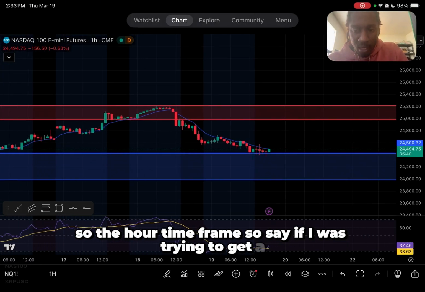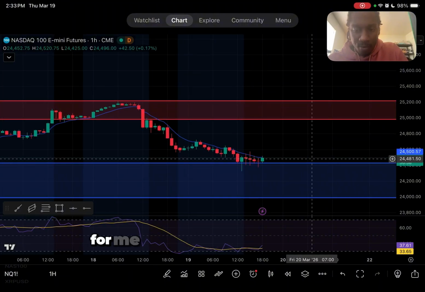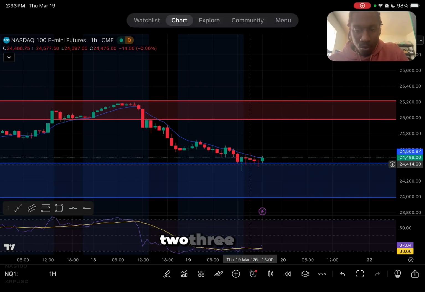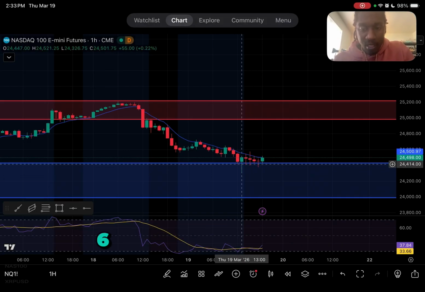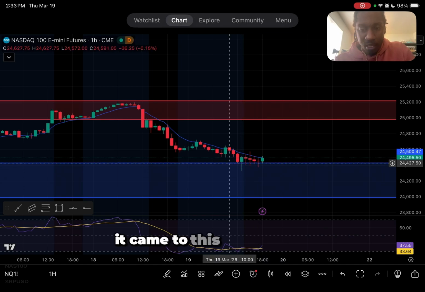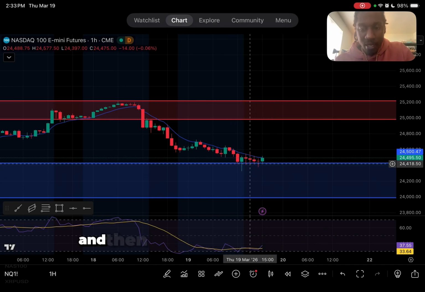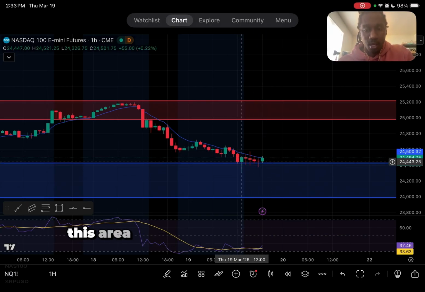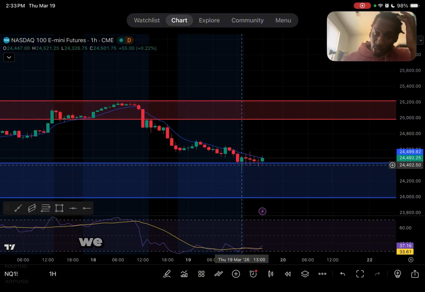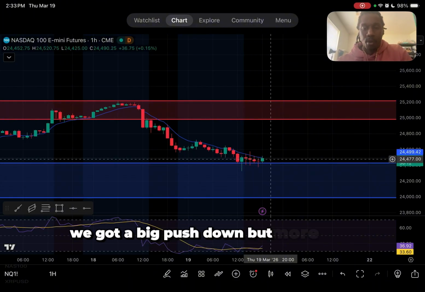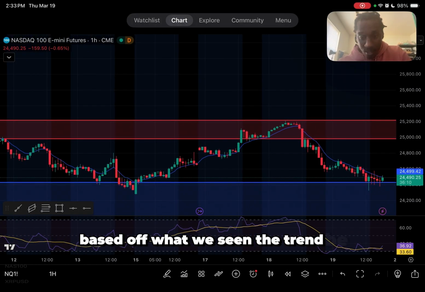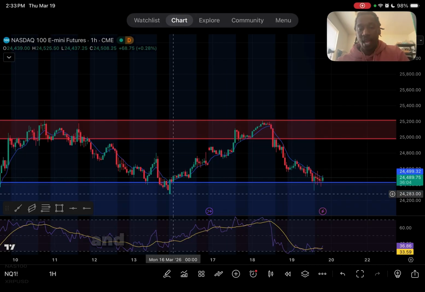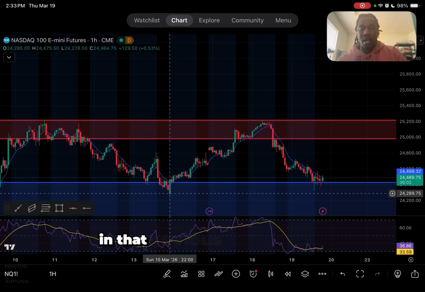So say if I was trying to get a trade in right now, this to me looks really good for a buy, because we had it come into this area 1, 2, 3, 4, 5, 6, 7 hours. It came to this support line and then came into this support area or level and came out of this area. So when we see it like that for 7 hours, we got one or two things coming. We got a big push down, but more than likely, based off what we've seen the trend be and what history shows us, anytime it comes in this area, it wants to leave out of it. And plus, it didn't close out lower than that previous low right there.